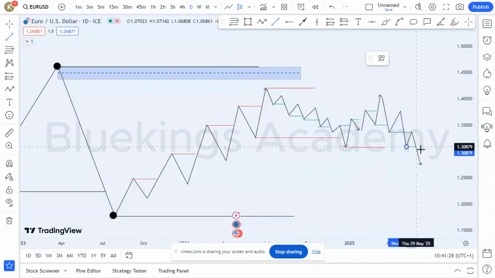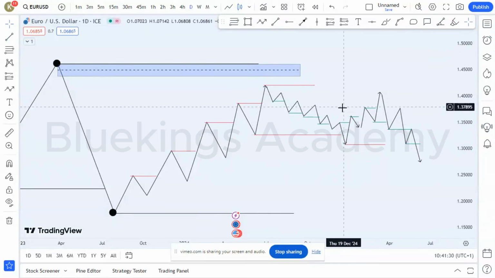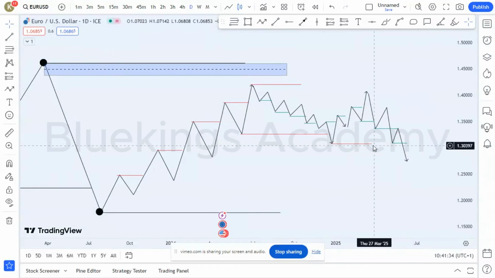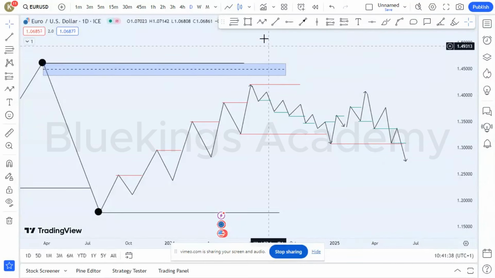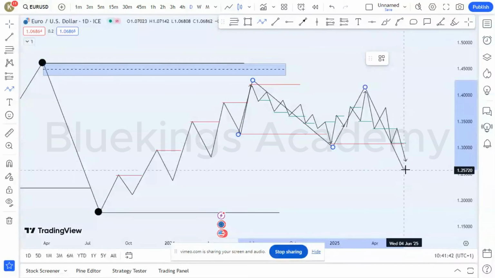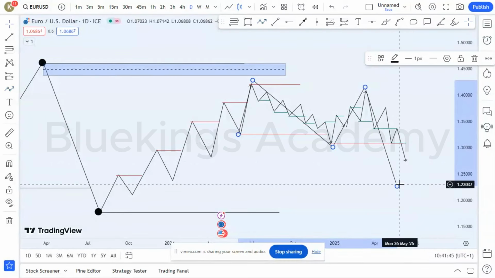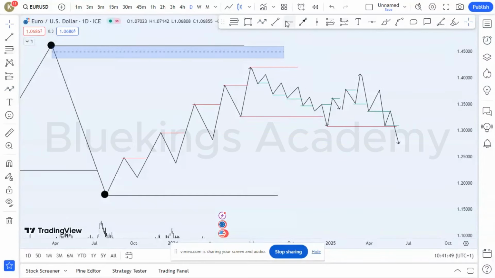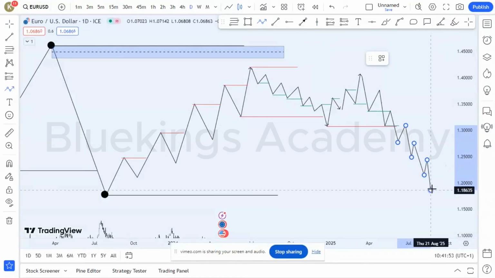So here we go. You see all of these are fractals. These remain the old internal low. Okay, this is the summary of the internal structure. So this could continue like this, for instance, till we break here.